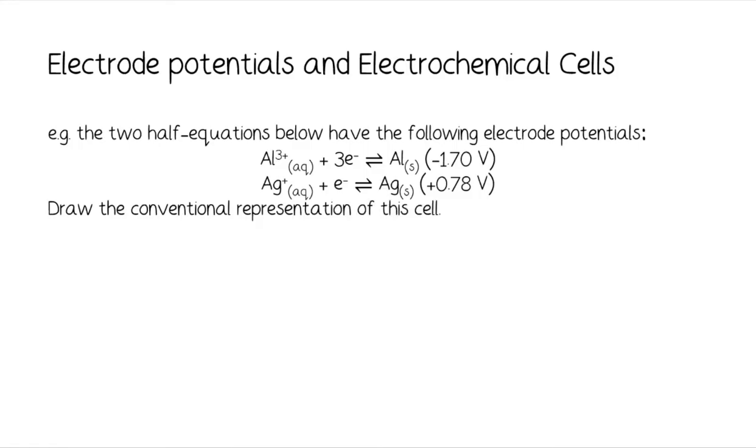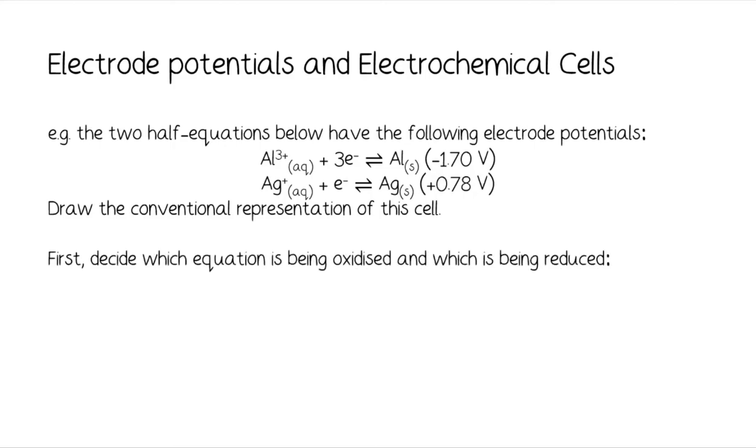So I'll let you guys have a try first, and then I'll show you the solution. Just pause the video and then press play when you're ready. When drawing the conventional representation, the more negative electrode always goes on the left, and we just said that the more negative electrode potential is also being oxidized. So first, decide which equation is being oxidized and which is being reduced.